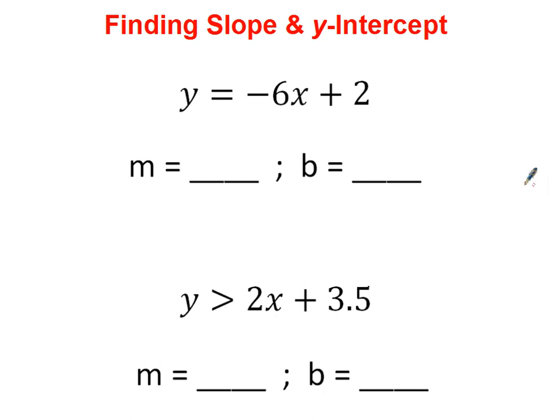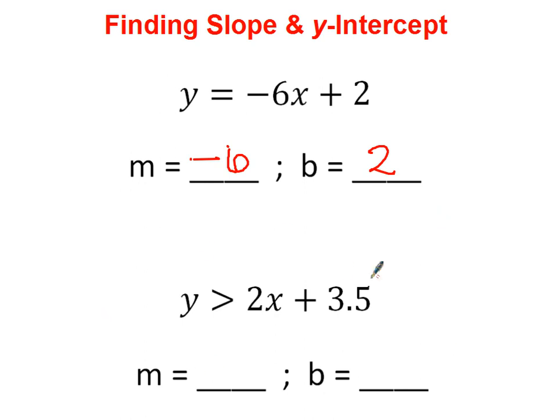The slope then can be found by identifying the x or linear term, and the coefficient of that term is our slope. So in this case, our slope is -6. And then the y-intercept is the constant. In this case, it's +2.